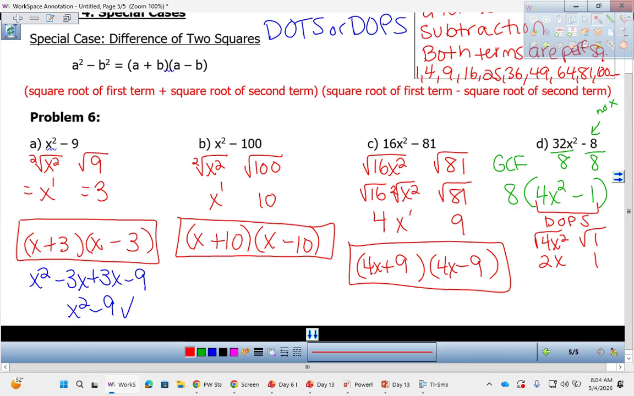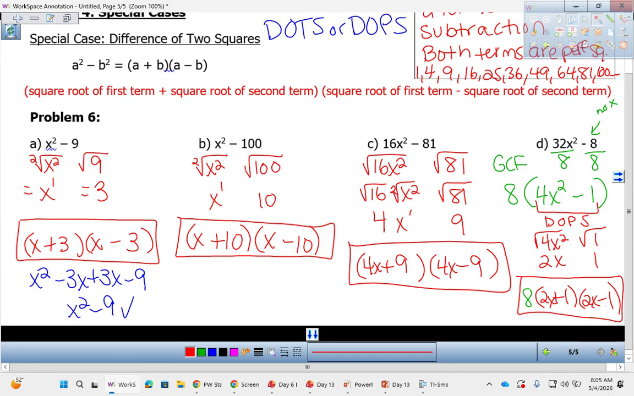All right, so anytime you do DOPS, it looks the same. One parenthesis gets a plus, the other one gets a minus. Each parentheses get the same numbers. They're each going to get a 2x, and they're each going to get a 1. And don't forget that that GCF is still part of your final answer. It just goes to the front. So this was a GCF to a DOPS.